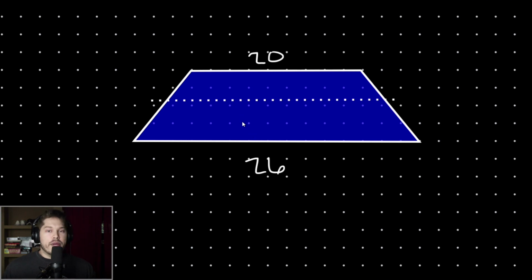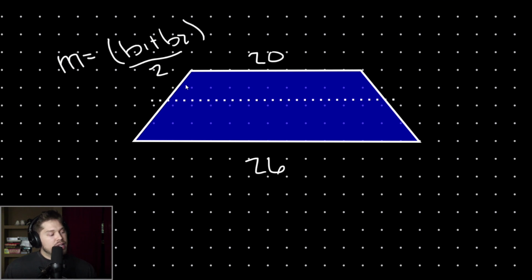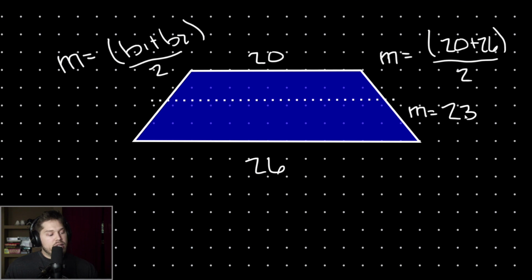Well, remember that the midpoint is defined as the average between our two bases. Our midpoint equals the average of our two bases, so base 1 plus base 2 divided by 2. And so then we can just plug in and solve. Our midpoint is going to be equal to 20 plus 26 divided by 2. The average of 20 and 26 is 23, so our midpoint is equal to a length of 23.